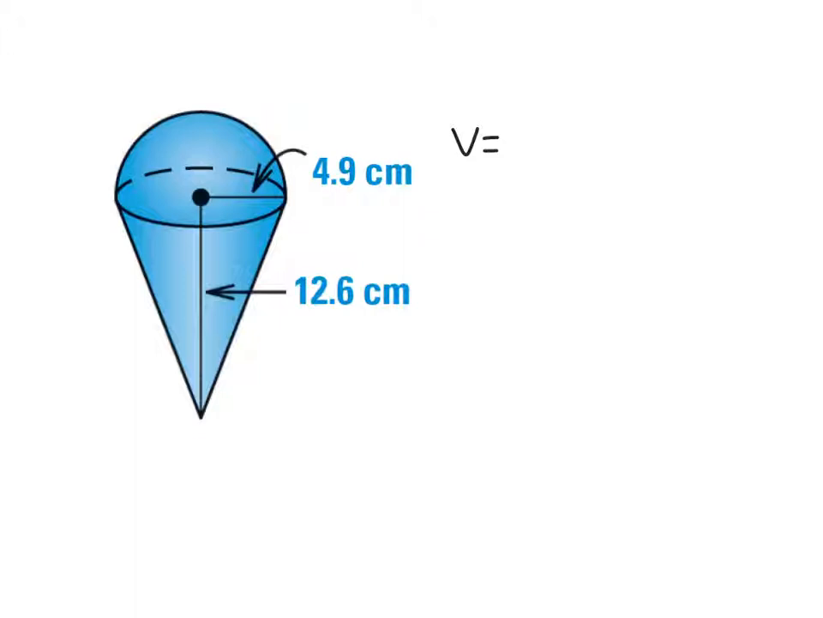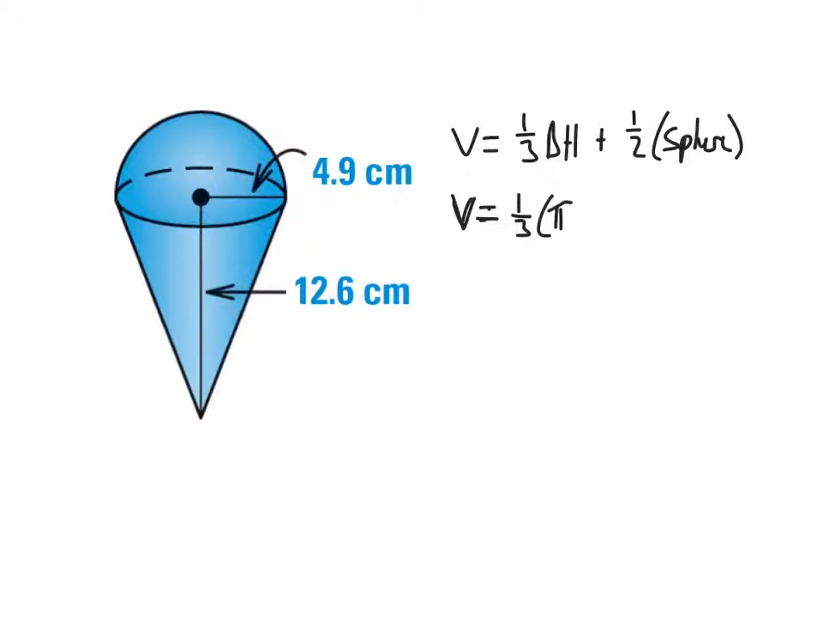So our volume is going to equal a cone, 1/3 base times height, plus a hemisphere, so half of a sphere. Capital B is the area of our base. And what's the base of a cone? A circle, so it's pi r squared times h plus 1/2 of a sphere, 4/3 pi r cubed. All right, well, looking at this diagram, we can plainly see that the radius is 4.9 and the height of the cone is 12.6. So let's plug in.